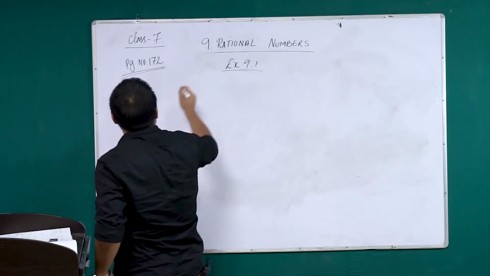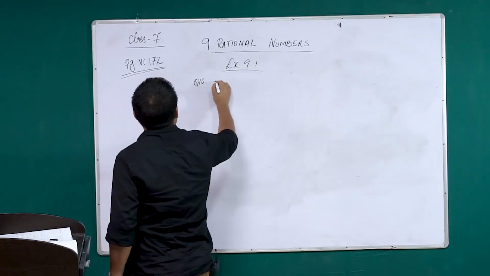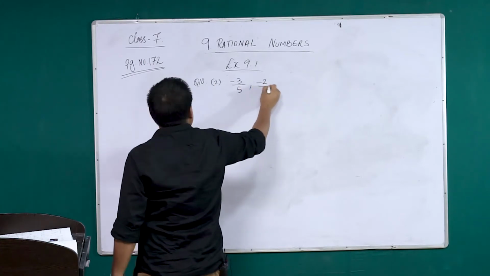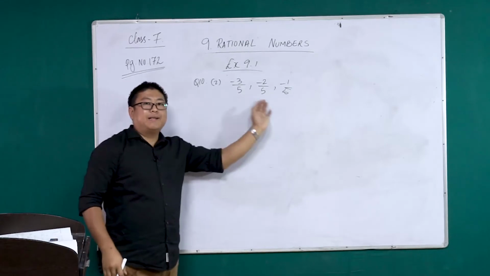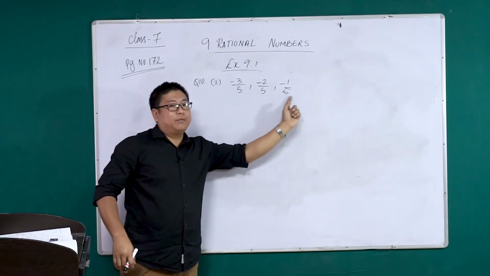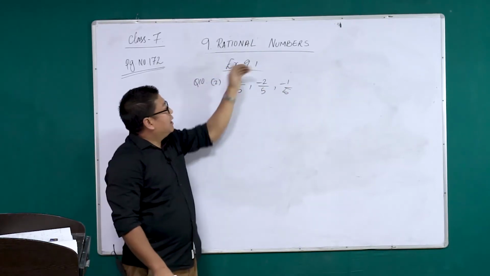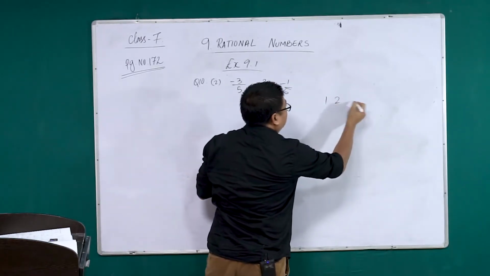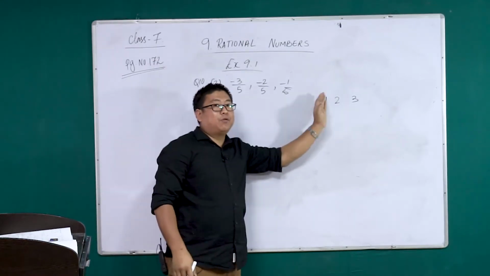The next is question number 10. I will do the first one: minus 3 by 5, minus 2 by 5, minus 1 by 5. They want us to make this in ascending order. Now, please look at the question. All the denominators are 5. Nothing to do here. Just look at the numbers: minus 3, minus 2, minus 1. Now, we know that 1 is smaller than 2, 3. It should be in this order, right? For normal numbers. This is for positive numbers.